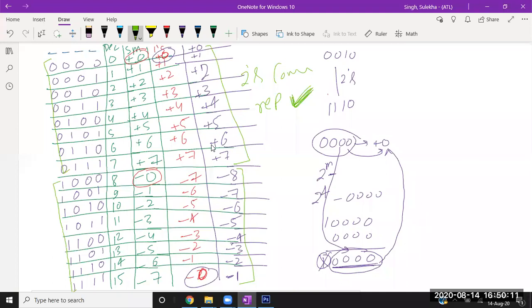If it is clear, write yes in the chat box. If you are having any doubt, you can ask.